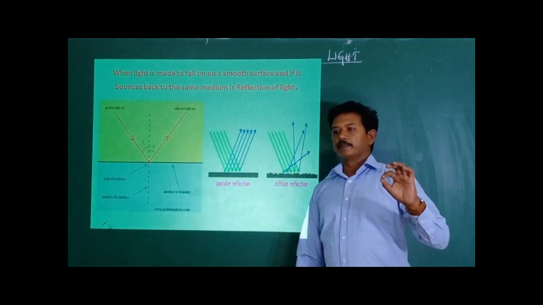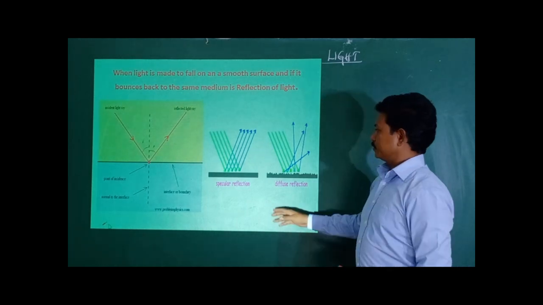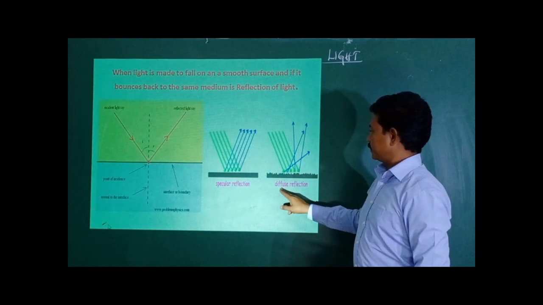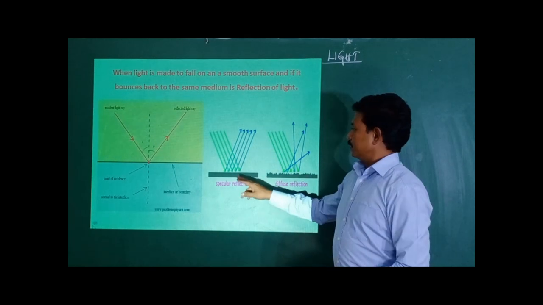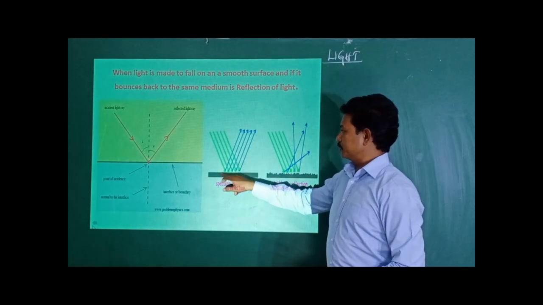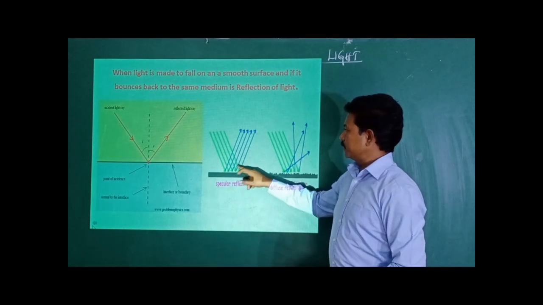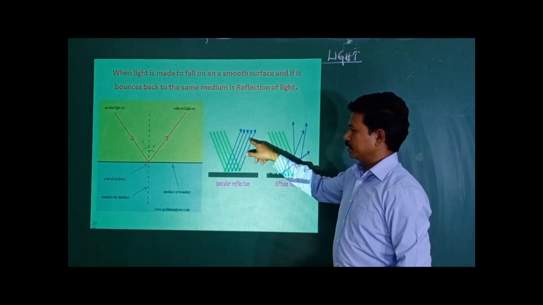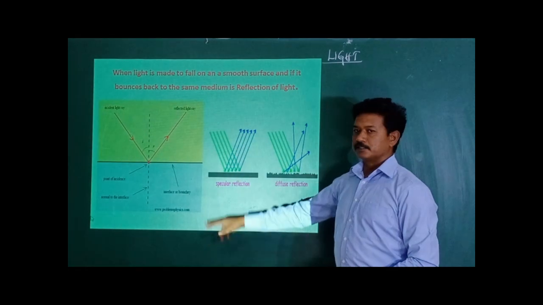Here, reflection happens in two different ways. One is regular reflection, another is irregular reflection. Regular reflection can be called specular reflection, and irregular reflection can be called diffuse reflection. In a regular reflection, the light rays are incident on a material and they get bounced back to the same medium. Here we can see parallel light rays falling on it, and after reflection also the light rays are parallel to each other. That means they maintain a constant distance between them.